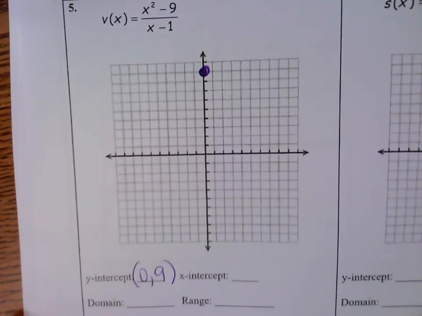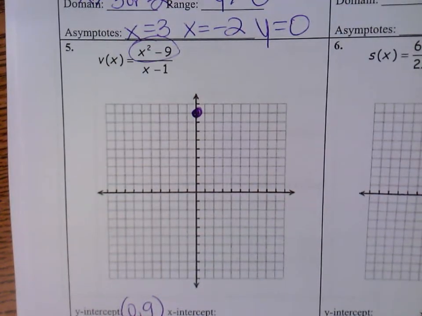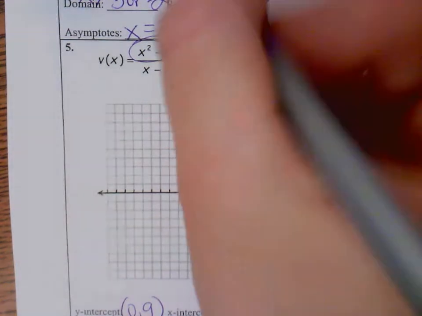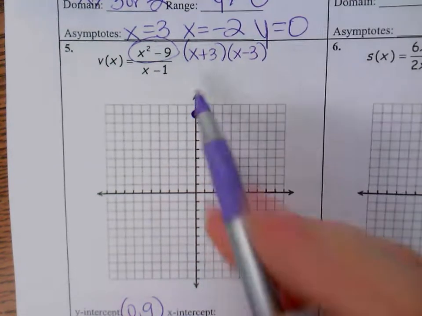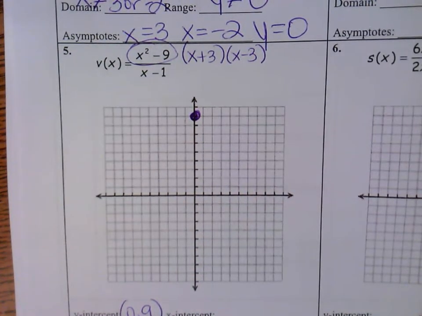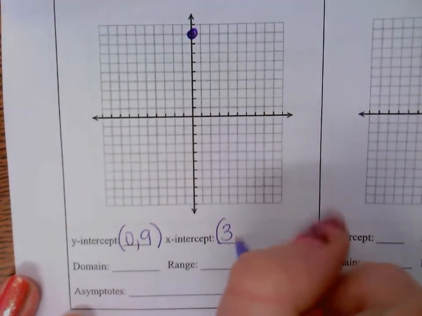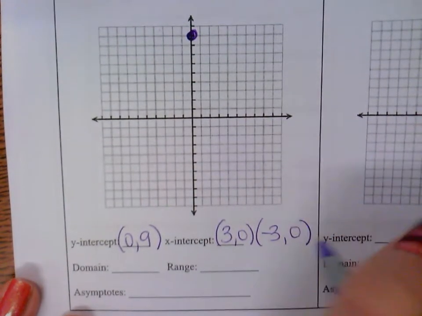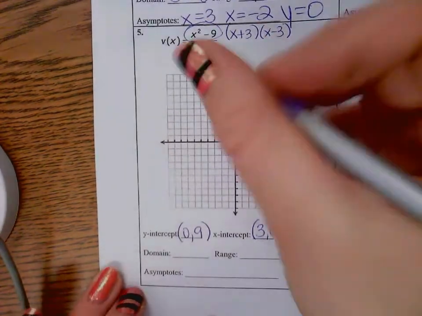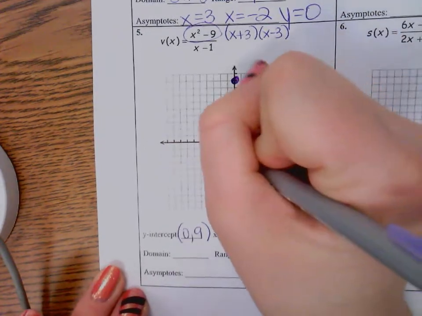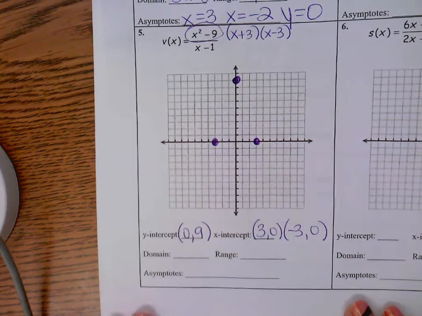And for my x-intercepts, I'm looking at my numerator here. It's a quadratic that's factorable by difference of squares. So I could factor it into x plus 3, x minus 3. So I actually have two x-intercepts this time. So my two x-intercepts are at 3, 0 and negative 3, 0. So I can plot my two x-intercepts on my graph. Skip domain and range for now.